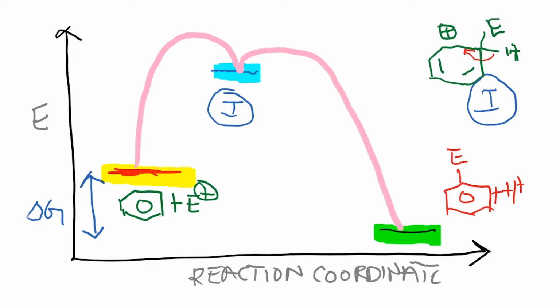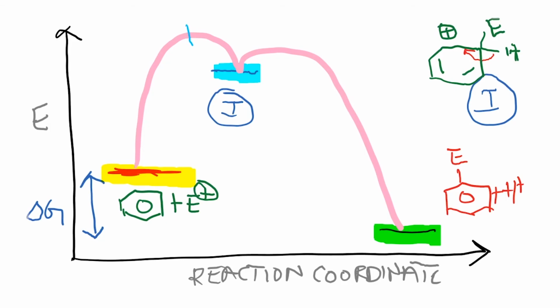Now what we know based on the Hammond postulate is that the transition state, which is approximately here, is going to resemble the product. The Hammond postulate says that in a highly endothermic reaction, the transition state resembles the product, and as a corollary, in a highly exothermic reaction, the transition state resembles the starting material. So in electrophilic aromatic substitution, the intermediate that is formed is of high energy, and therefore the transition state leading to that intermediate is going to resemble the product.